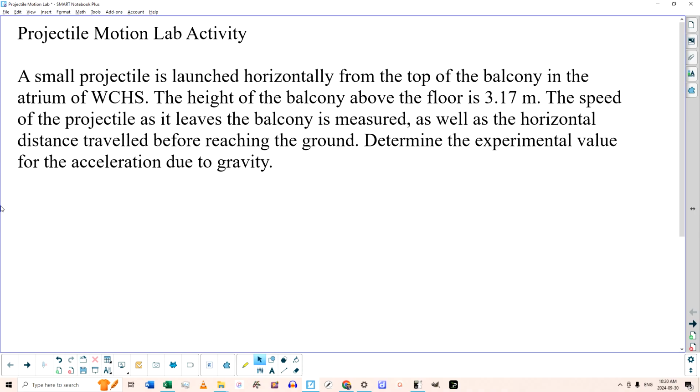So what we did was we launched a small projectile. It was a metal sphere, probably about 3/4 of an inch in diameter, from the top of a balcony in a location in our building. And I had previously measured the height with which this ball bearing would leave the top as being 3.17 meters above the floor. And we measured 2 things. We measured the speed that the ball bearing left the balcony at, and we measured the horizontal distance.